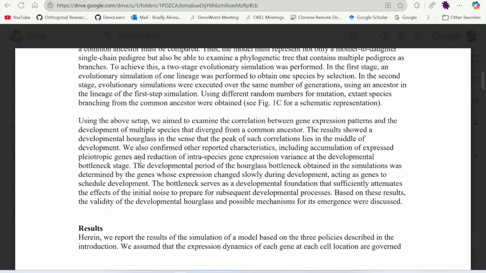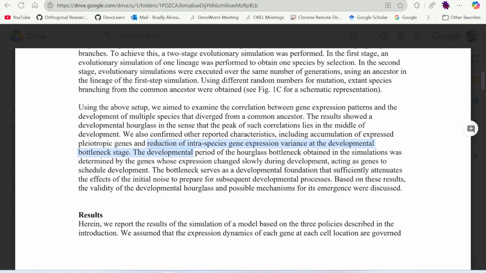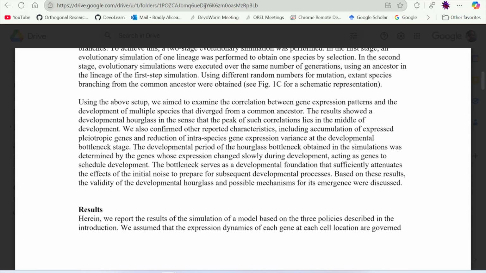The results showed a developmental hourglass in the sense that the peak of such correlations lie in the middle of development. We also confirmed the other reported characteristics, including an accumulation of expressed pleiotropic genes and reduction of intraspecies expression variants at the developmental bottleneck stage. The developmental period of the hourglass bottleneck obtained in the simulations was determined by the genes whose expression changed slowly during development, acting as genes to schedule development.